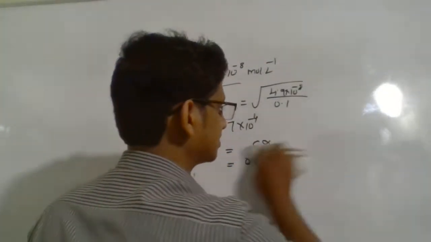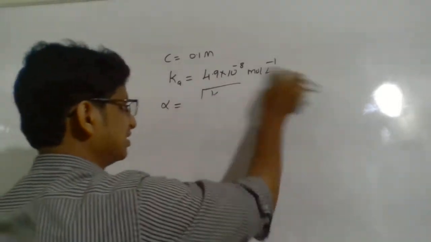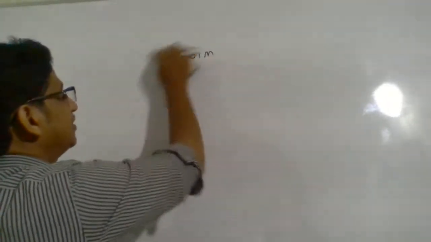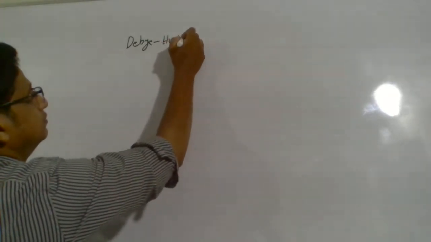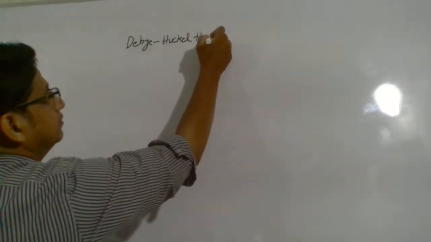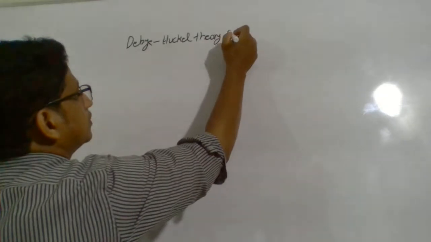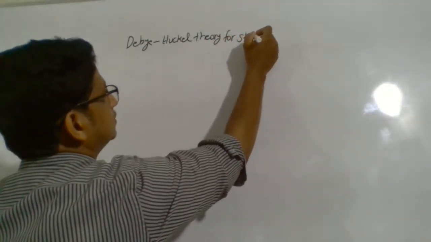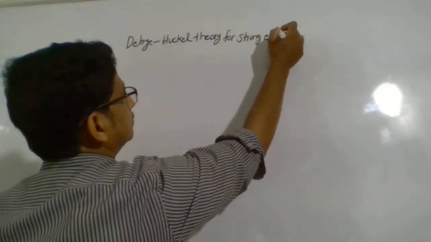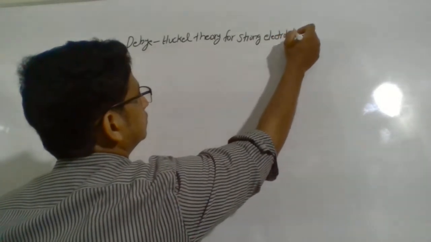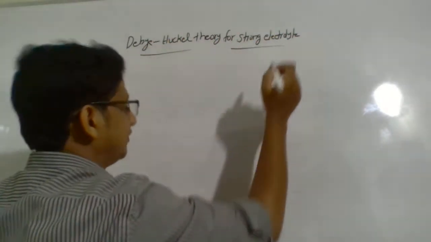Now let us move to the next most important theory. From this theory I can really expect a question for sure, because it's very important. That we call the Debye-Huckel theory. Debye-Huckel theory for strong electrolytes.